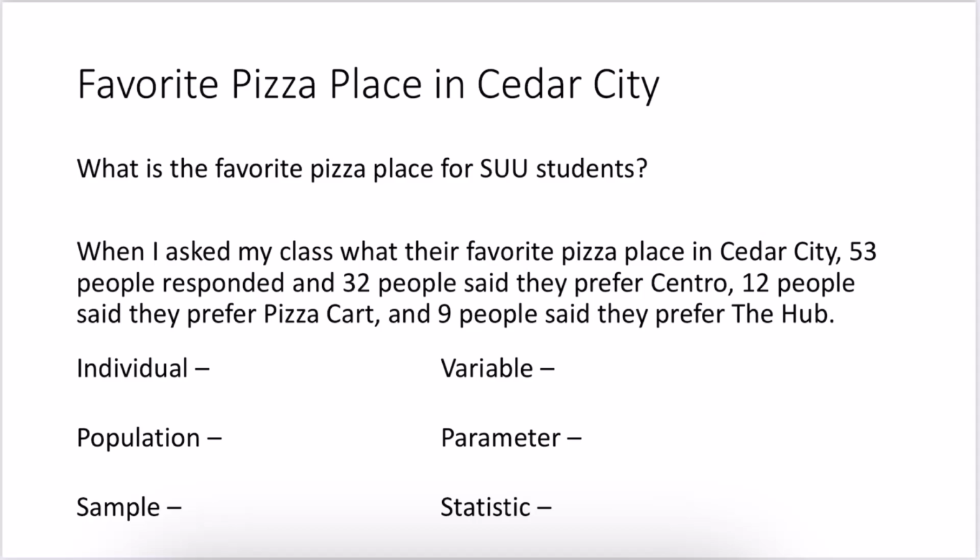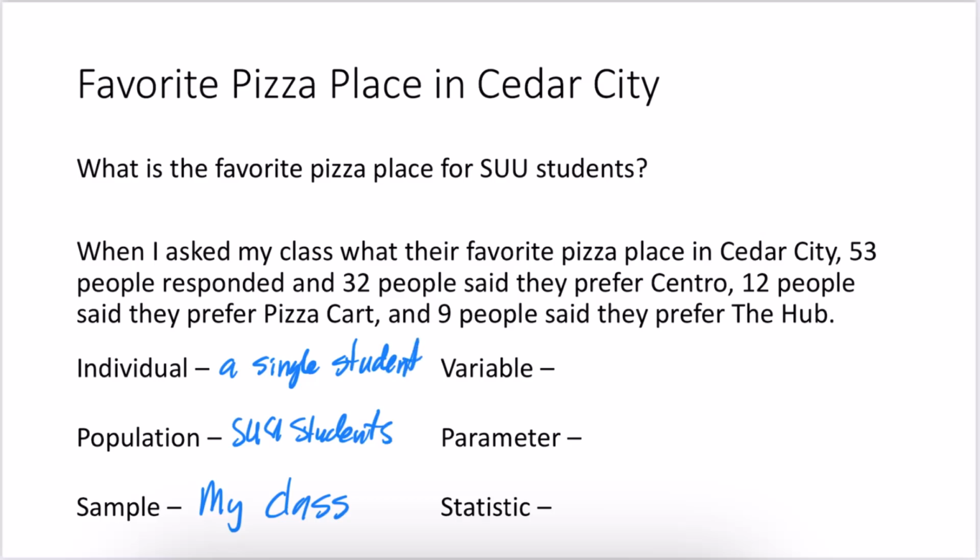Well, in this study, the population that I'm trying to study is SUU students. So SUU students would be the population, and then the sample would be my class, because the SUU students that are in my class are a subset of the entire population. And then an individual would be any individual student, so a single student. And then the variable is the thing that I'm measuring. So this would be the favorite pizza place.